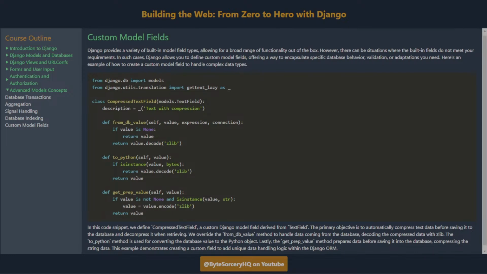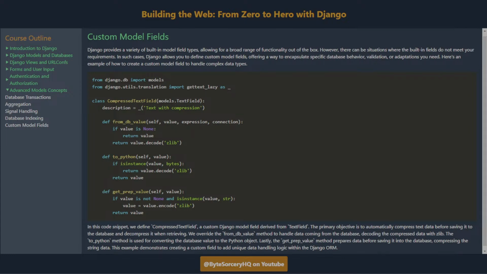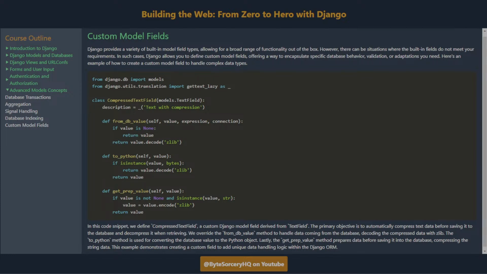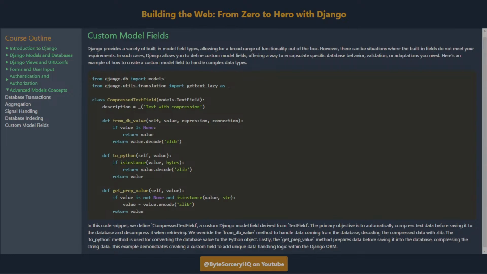In this code snippet, we define CompressedTextField, a custom Django model field derived from TextField. The primary objective is to automatically compress text data before saving it to the database and decompress it when retrieving. We override the from_db_value method to handle data coming from the database, decoding the compressed data with zlib.